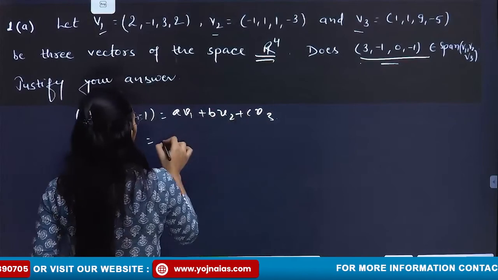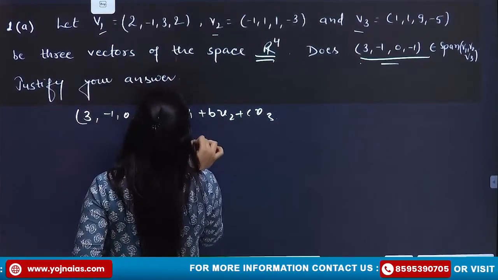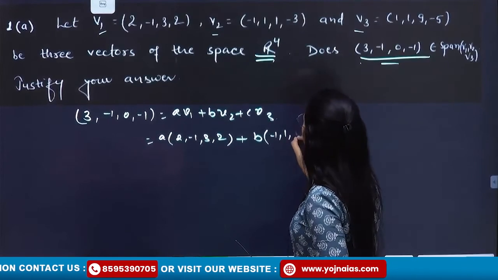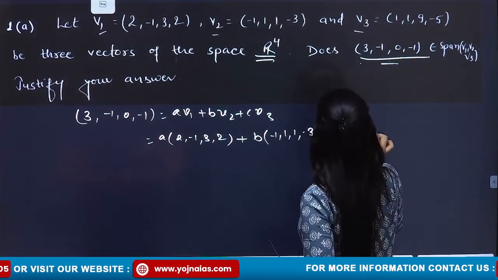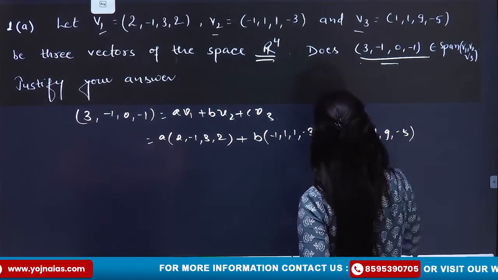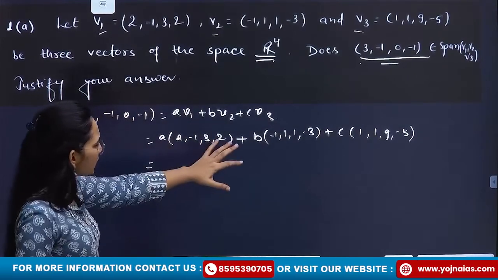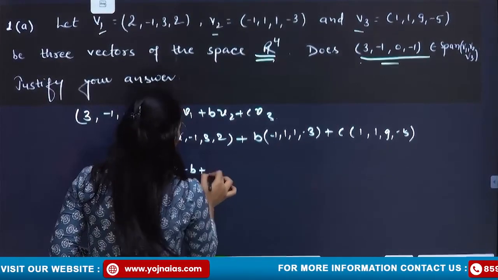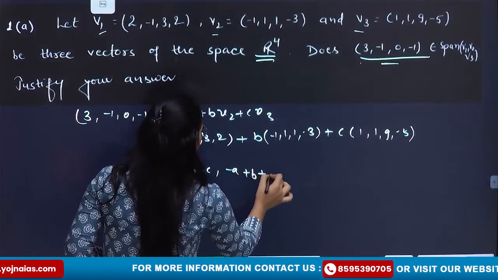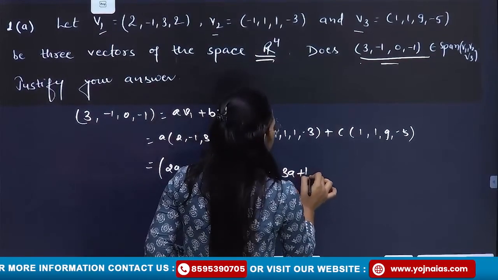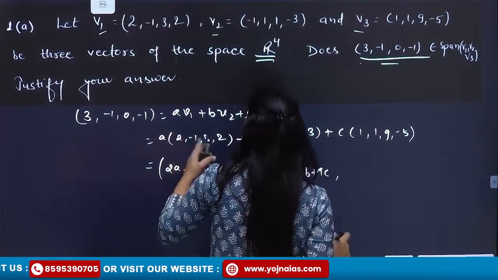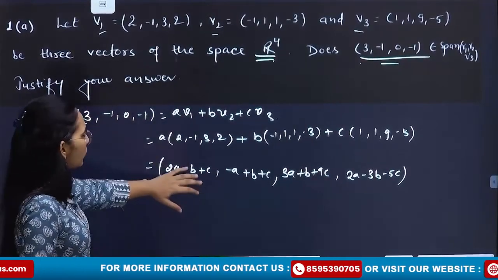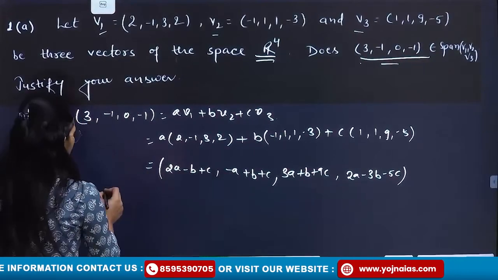Substituting the values of V1, V2, V3: A times the first vector, plus B times minus 1, 1, 1, minus 2, plus C times 1, 1, and so on. If I solve these equations, then we will get the coefficients. The first coordinate would be 2a minus b plus c, then minus a plus c, then 3a plus b plus 9, and the fourth one is a minus 3. If we equate these coordinates with this vector, you will get four equations.